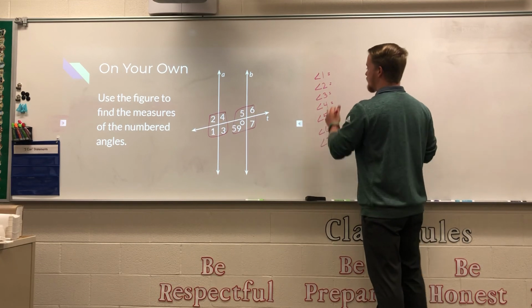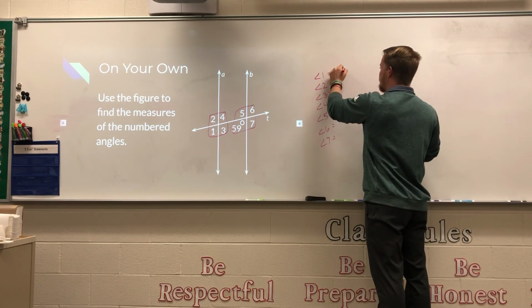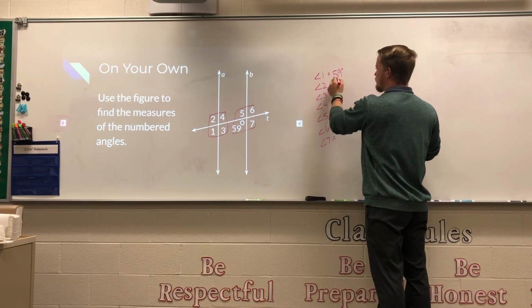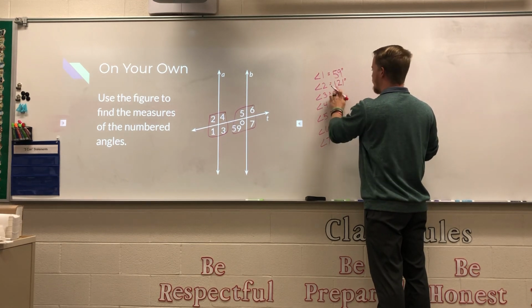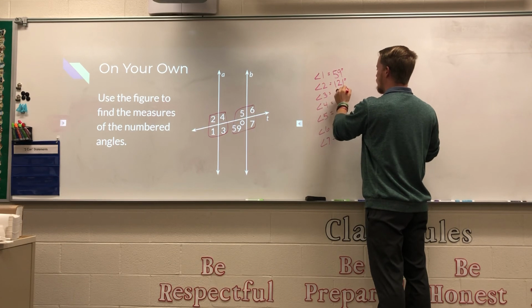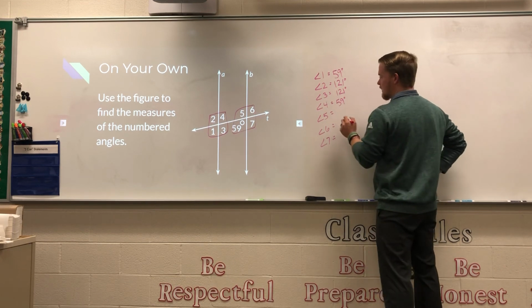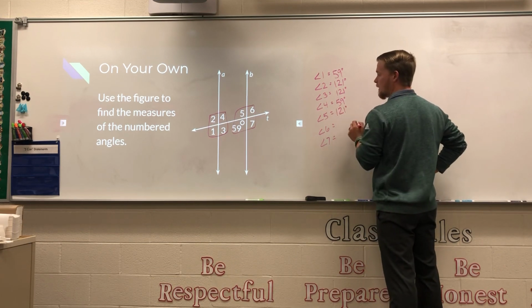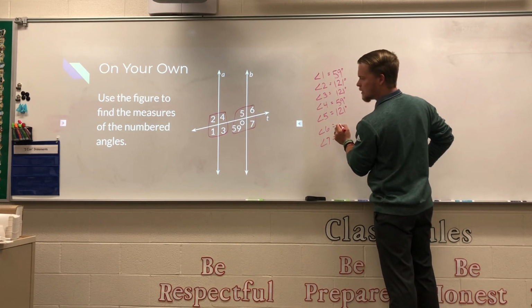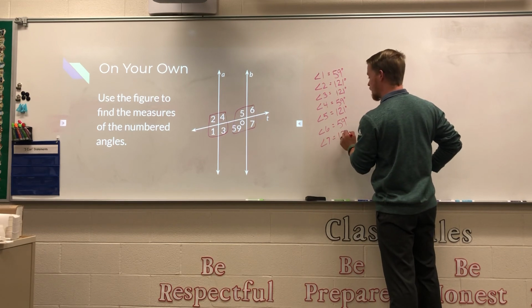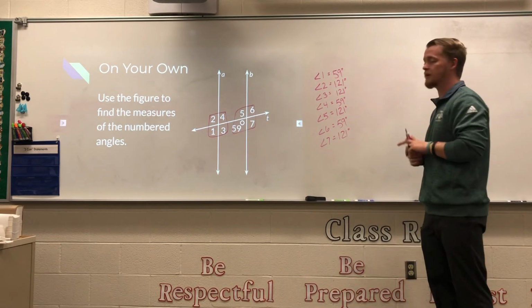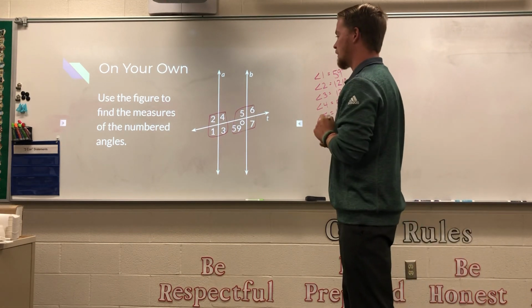But as you go through these, you should have gotten angle 1 is 59 degrees. Angle 2 is 121 degrees. Angle 3 is 121 degrees. Angle 4 is 59 degrees. Angle 5 is 121 degrees. Angle 6 is 59 degrees. And angle 7 is 121 degrees. So those are your 7 missing angles to finish that problem off.